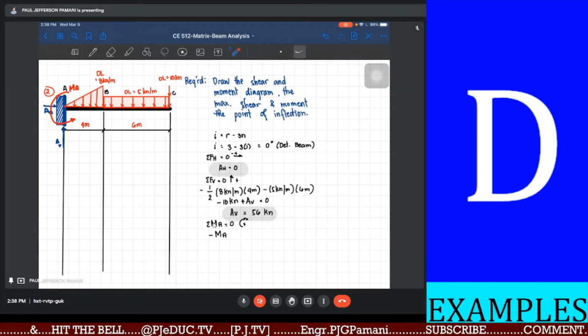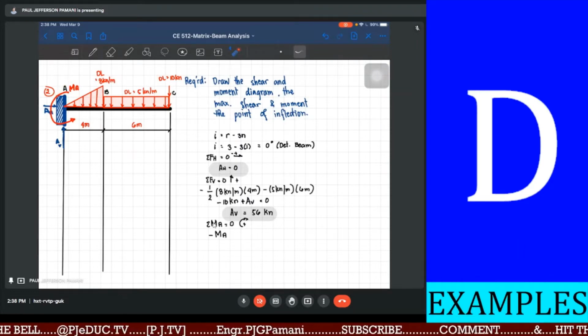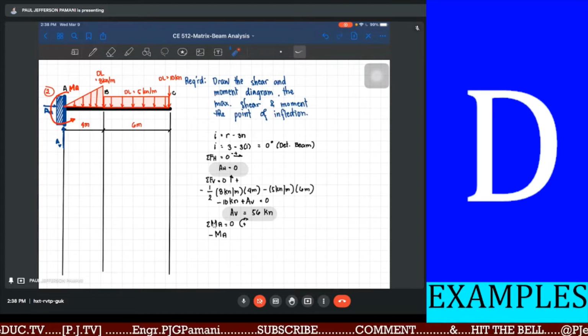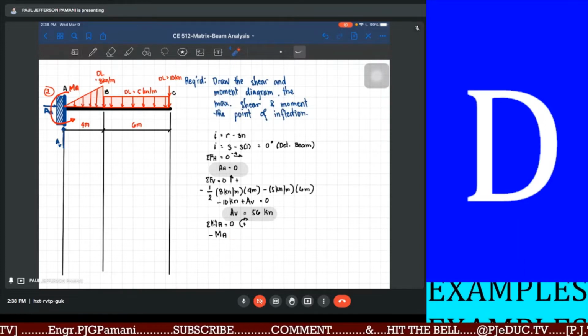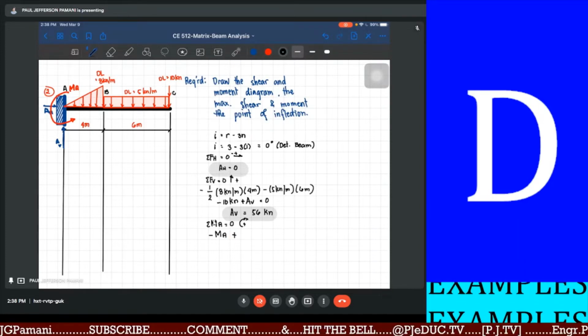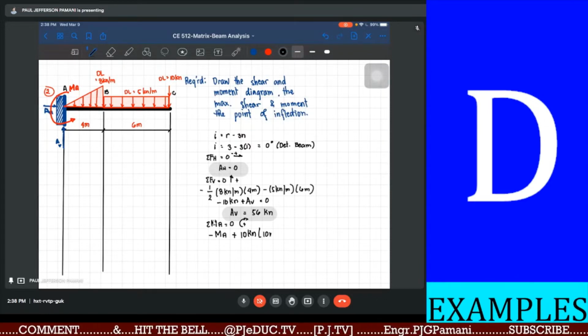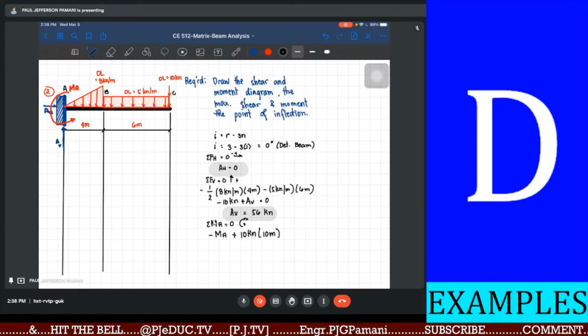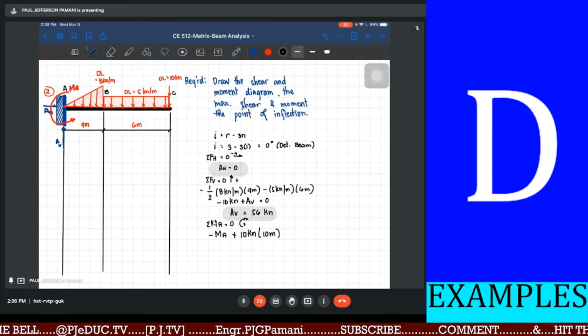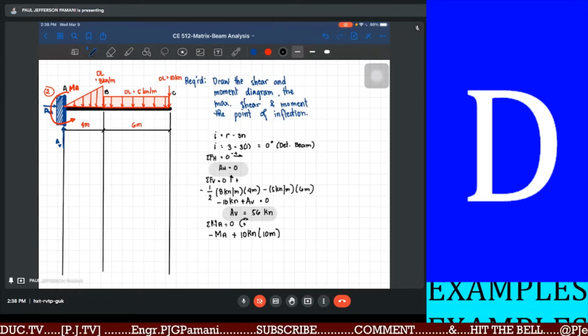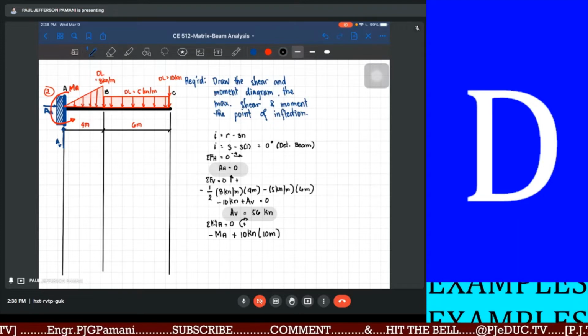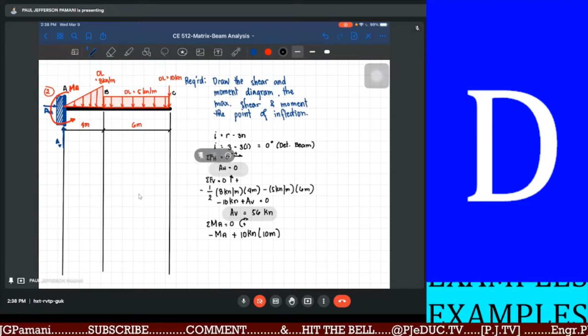So this is now clockwise about point A, 10 meter moment arm distance. So clockwise, positive, 10 kilonewton, moment arm distance of 10 meters. Nababasa po ba kahit papaano? Nababasa naman? Yes, sir. So with that, 10 kilonewton times 10 meters, anong susunod?